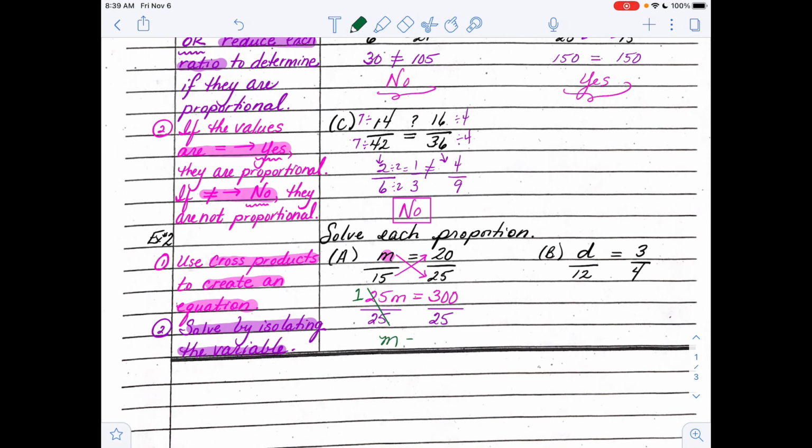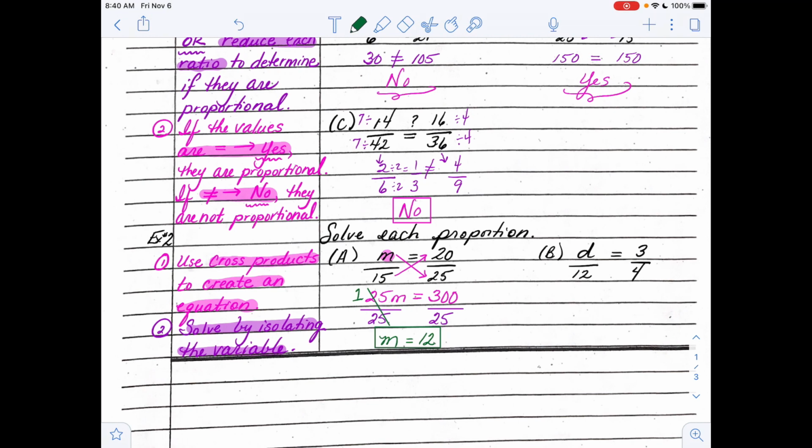And that leaves me with M is equal to 300 divided by 25. I could divide, or think again, 25 is like quarters. How many quarters would you have to make $3? How many do you have to have? And that would be 12. So my missing variable is 12.